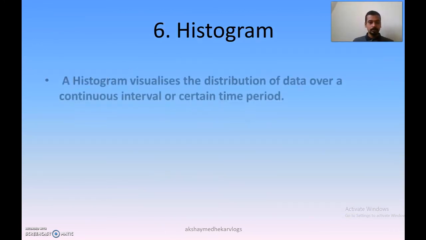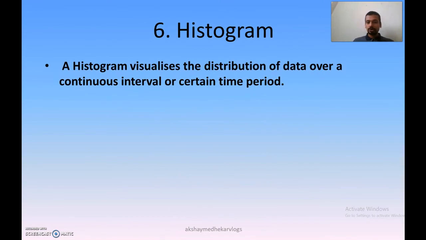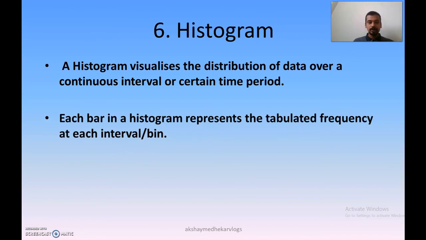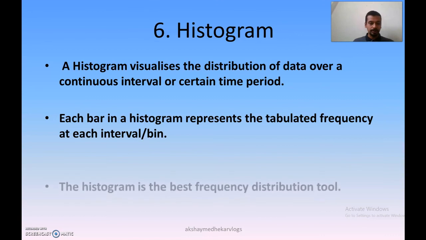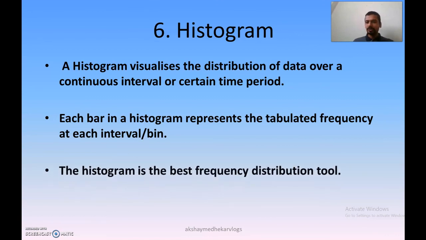So the sixth tool is the histogram. Histogram visualizes the distribution of data over a continuous interval or certain time period. Each bar in the histogram represents the tabulated frequency at each interval or bin. Histogram is the best frequency distribution tool. So what is the frequency distribution? Through a histogram, you can see whether our data is normally distributed, skewed, or multi-modal. In skew also, it can be right skewed or left skewed.